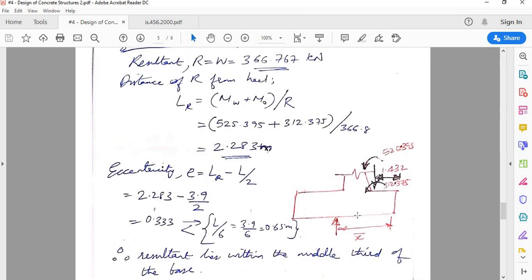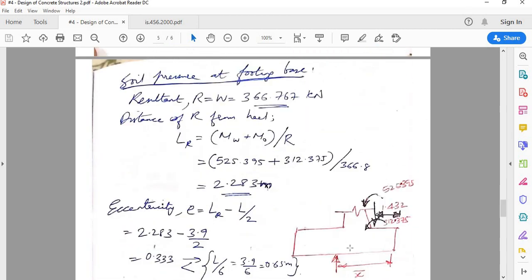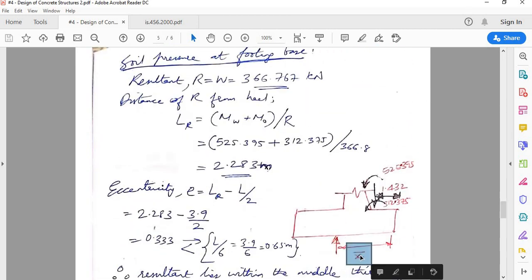Okay, so now we have all the values, so you can easily calculate this resultant. This resultant is nothing but this x bar. Here I have marked x bar, sorry, it is the same as LR. Please treat them as same. It is nothing but the sum of all moments.